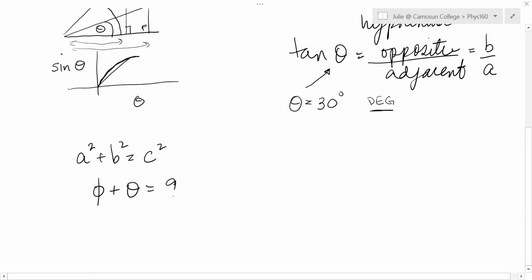Okay, so those two angles are 90 degrees because the other angle in the triangle is a 90-degree angle, and the total sum of all three angles is 180. Okay, so how is this going to work?